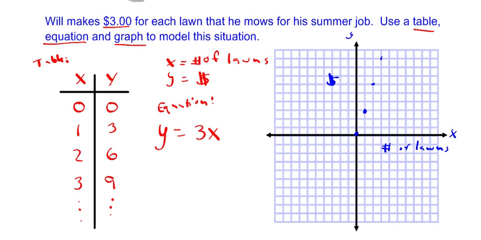Now I'm going to go ahead and connect those dots with a line to represent everything in between. Maybe he mows half a lawn or something along those lines, so that's what that line represents. So there is our table, our equation, and obviously our graph.